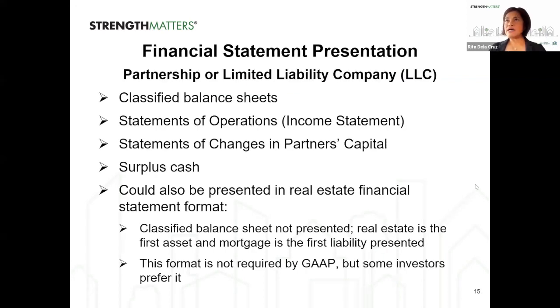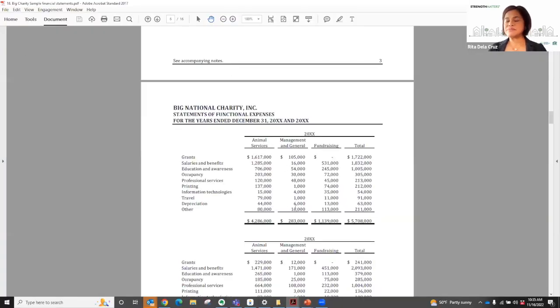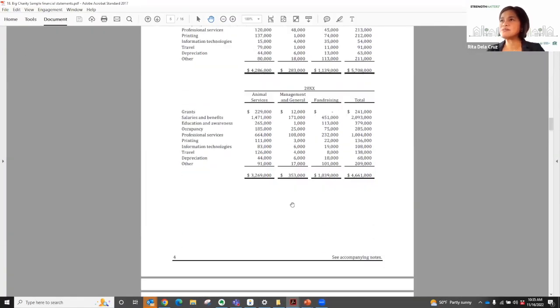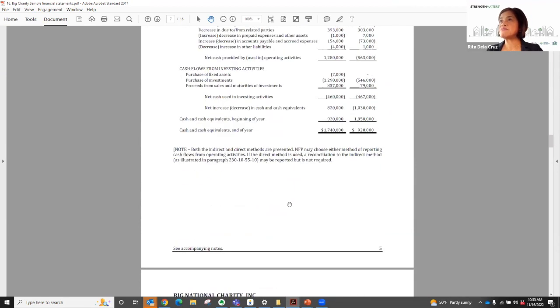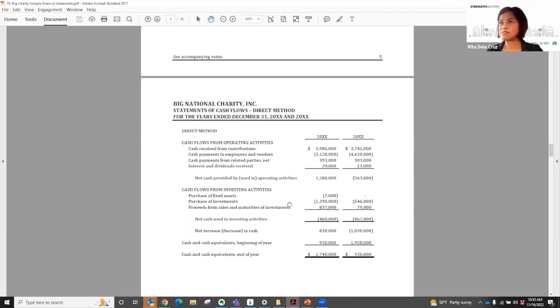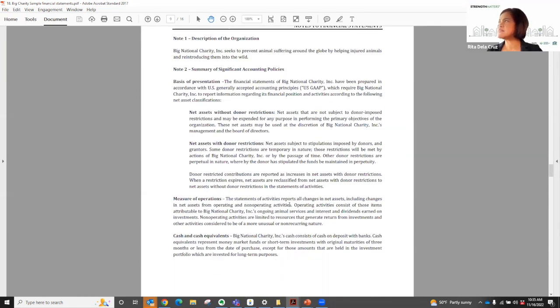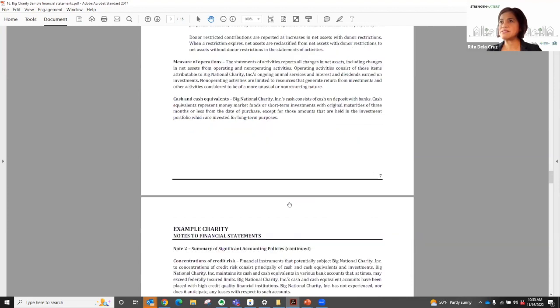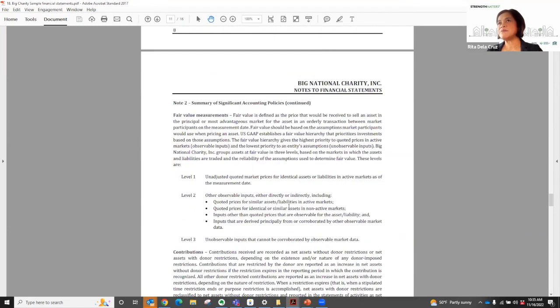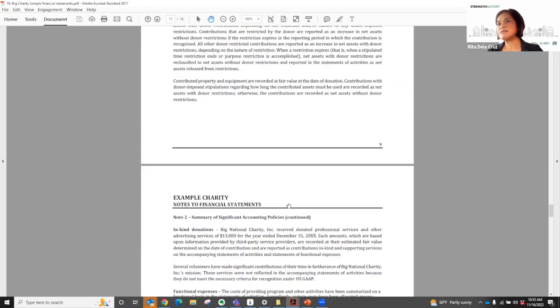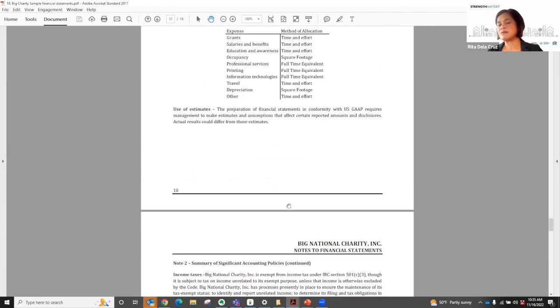Okay. We're moving on to partnership or limited liability company. But before we do that, there's something I want to mention about big charity, because this is something that you will find when you look at not-for-profit financial statements. This is new, maybe became effective in 2018 or 2019, and it's something a lot of people like to read, something to do with your liquidity and availability.